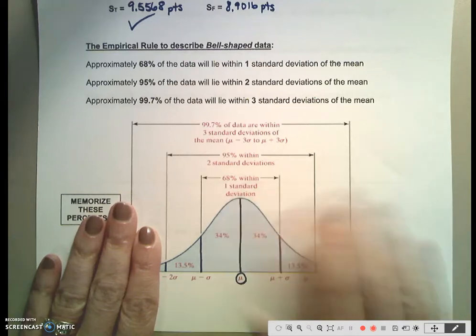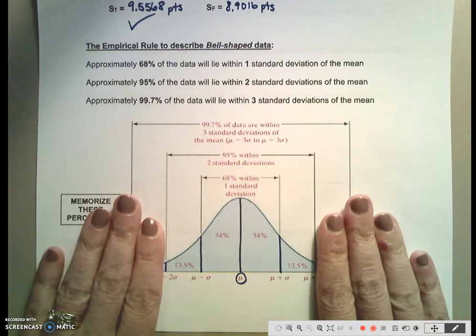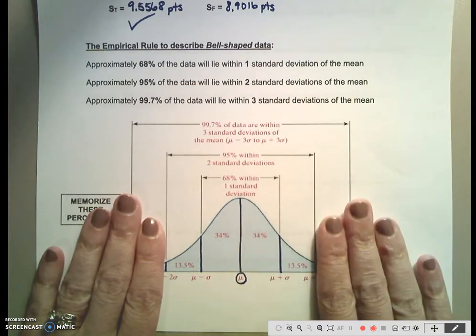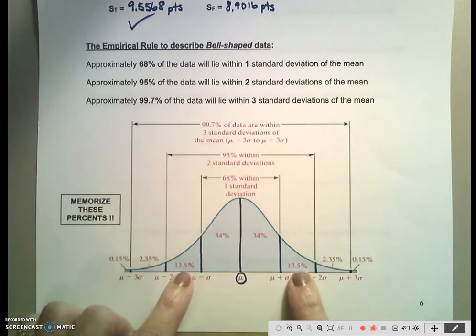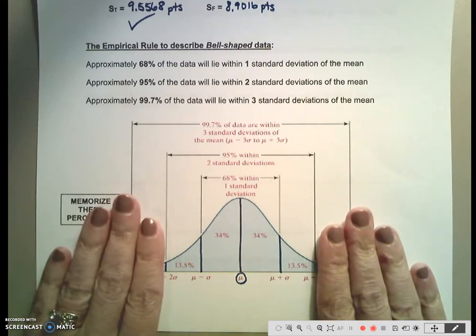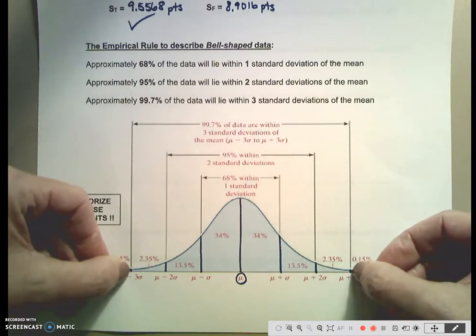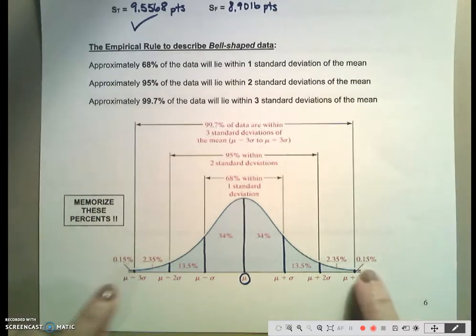So how did they get 13.5? We know that from left to right is 95, and inside here is 68. If you subtract those, you get 27, and if you cut 27 in half, that's how you get 13.5. Then if you go out 3 standard deviations, you've got darn near all of it, 99.7%, which means there's only 0.3% left to share among the tails. That's where the 0.15% came from. That's a dinky little amount.